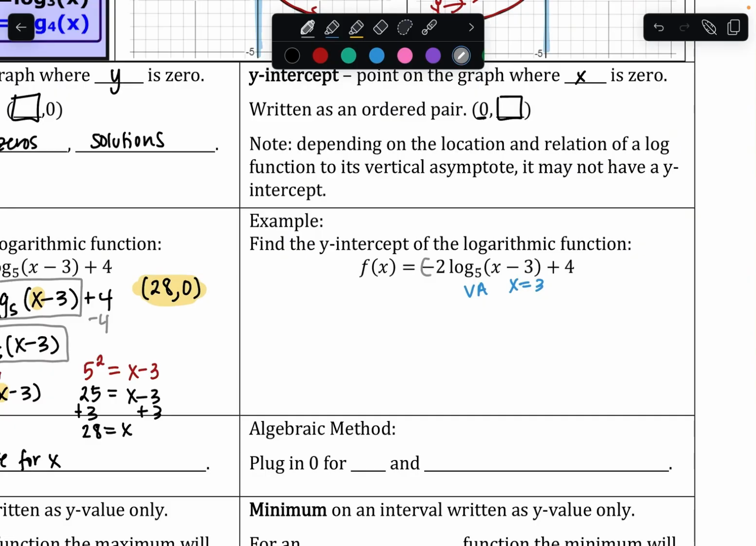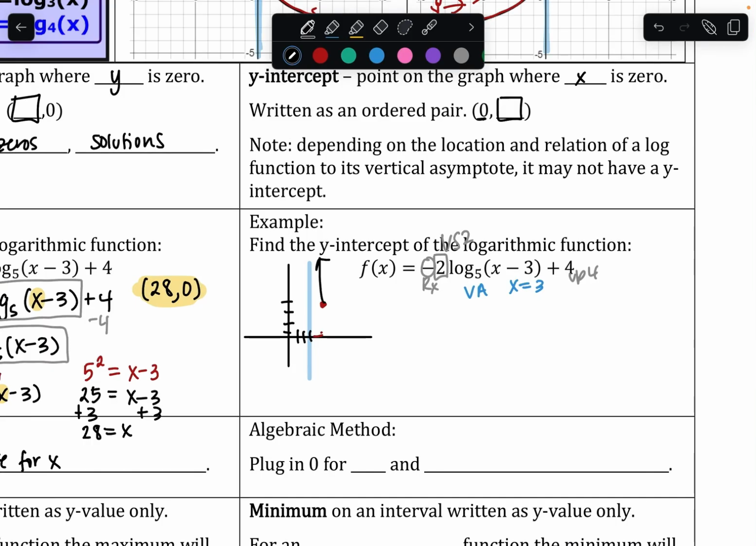And I have a reflection across the x-axis. It's vertically stretched by 2, and it's moved up 4. And so if I sketch this graph, the vertical asymptote is at 3, and the x-intercept, which is usually 1 away, has been moved up 4. And it is tail up because of the reflection across the x-axis.